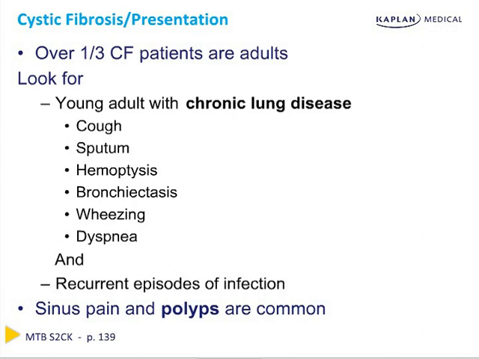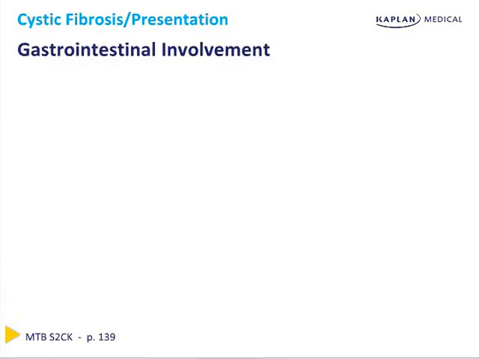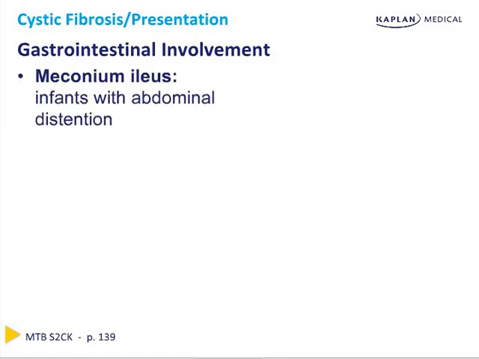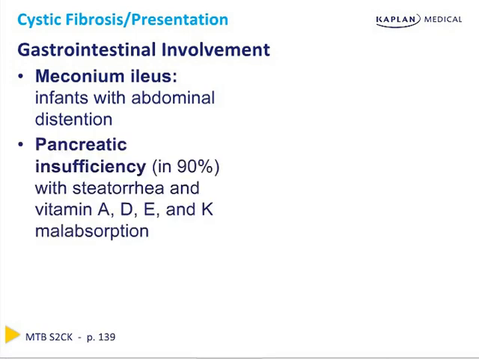Sinus pain and polyps are particularly common on physical exam. To reiterate, there's also pretty severe gastrointestinal involvement in some patients with CF. Meconium ileus is when infants are born with abdominal distension, pancreatic insufficiency in 90% of CF patients, resulting in steatorrhea, and vitamin A, D, E, and K malabsorption.